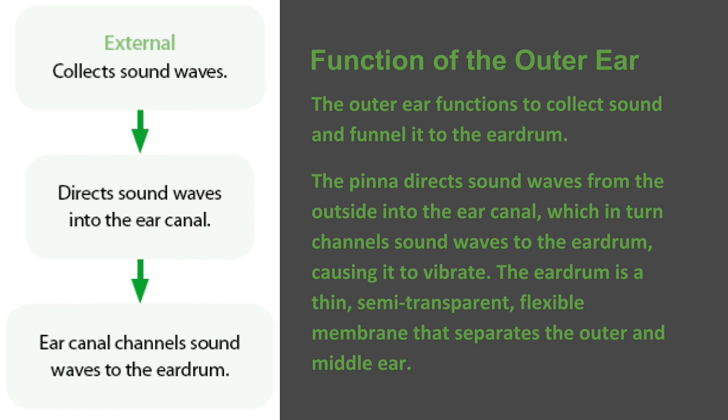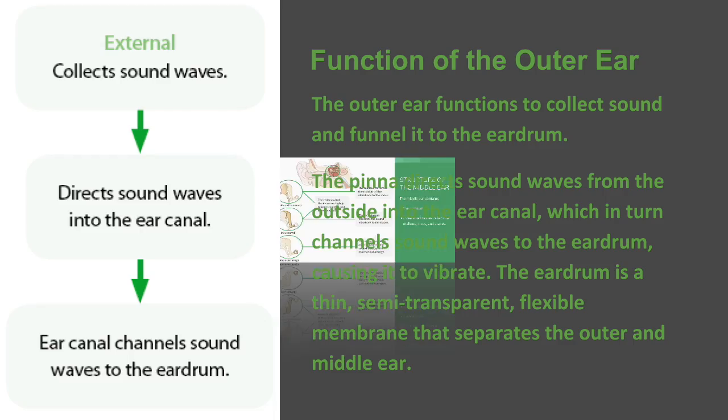Function of the outer ear. The outer ear functions to collect sound and funnel it to the eardrum. The pinna directs sound waves from the outside into the ear canal, which in turn channels sound waves to the eardrum, causing it to vibrate. The eardrum is a thin, semi-transparent, flexible membrane that separates the outer and middle ear.